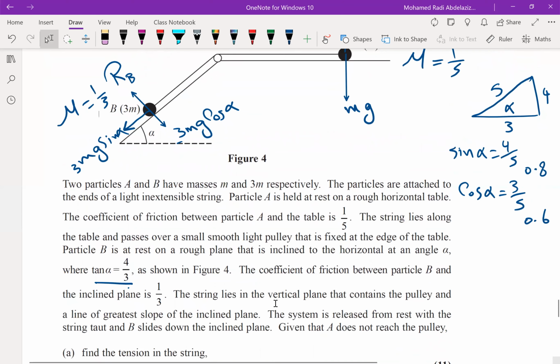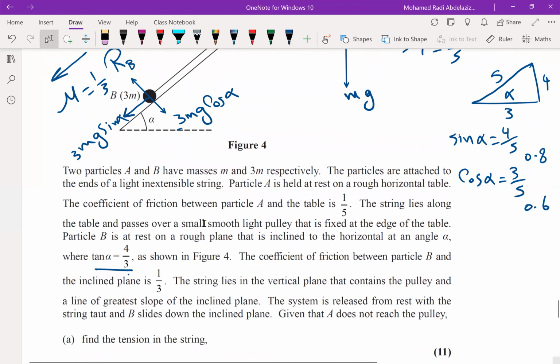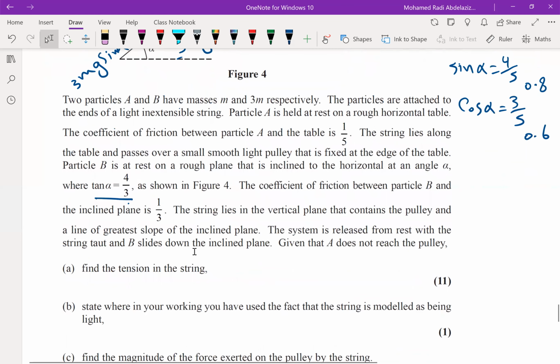The string lies in a vertical plane that contains the pulley and the line of greatest slope of the inclined plane. The system is released from rest with the string taut and B slides down. This is the given direction of motion. The system is released from rest with the string taut and B slides down the inclined plane. Given that A does not reach the pulley, find the tension in the string.